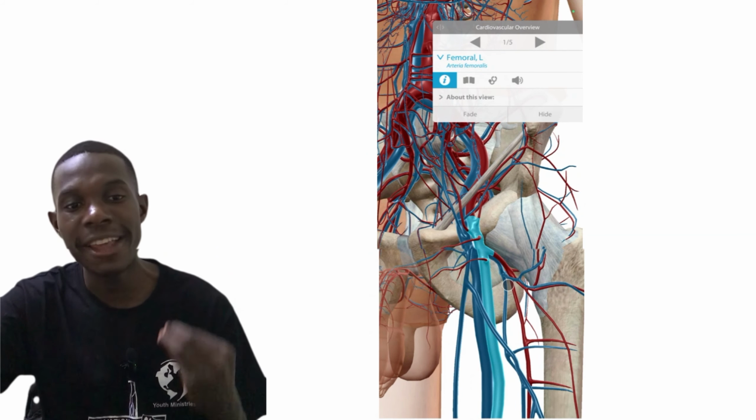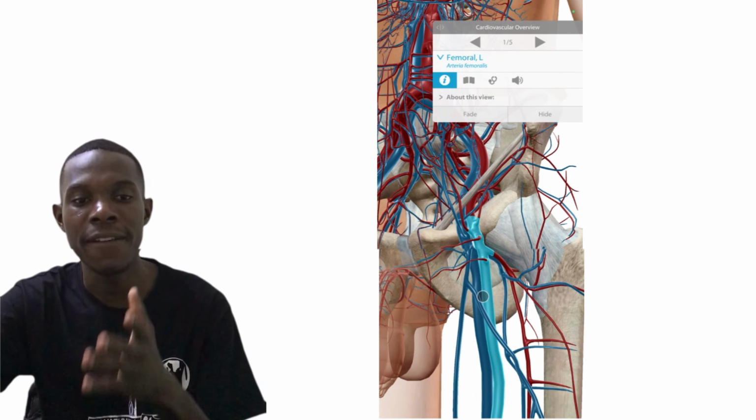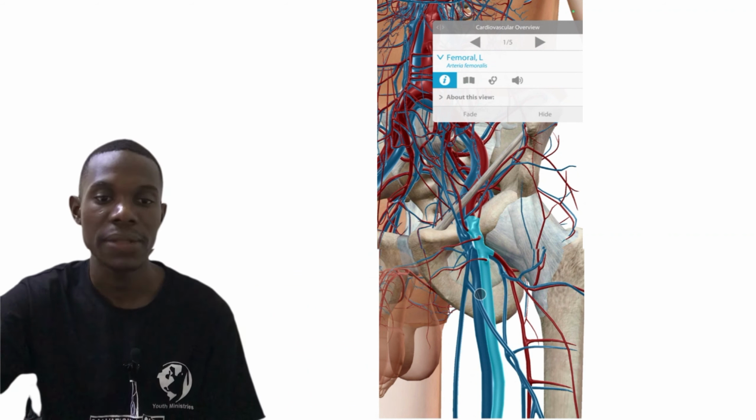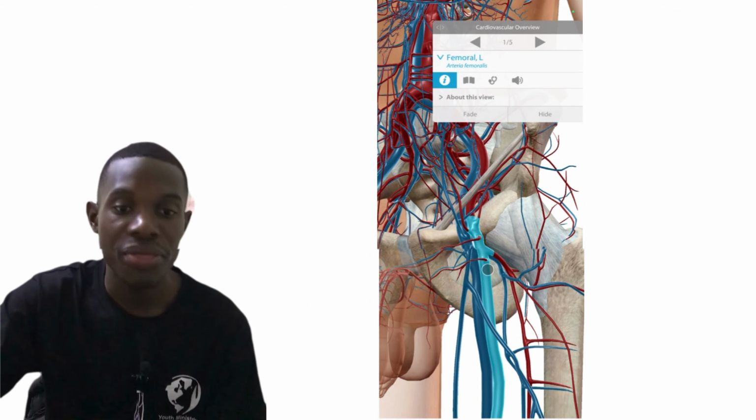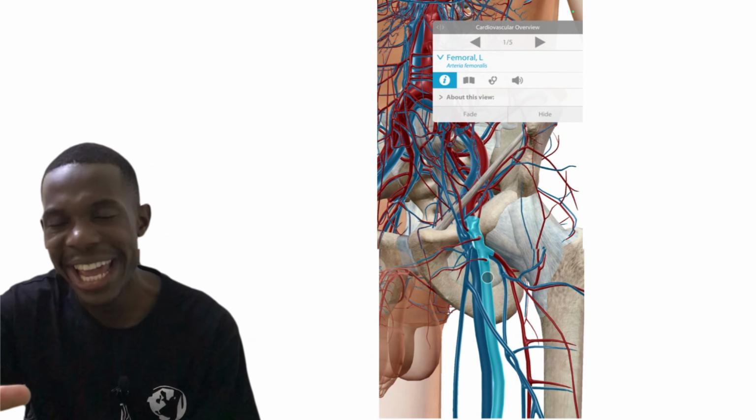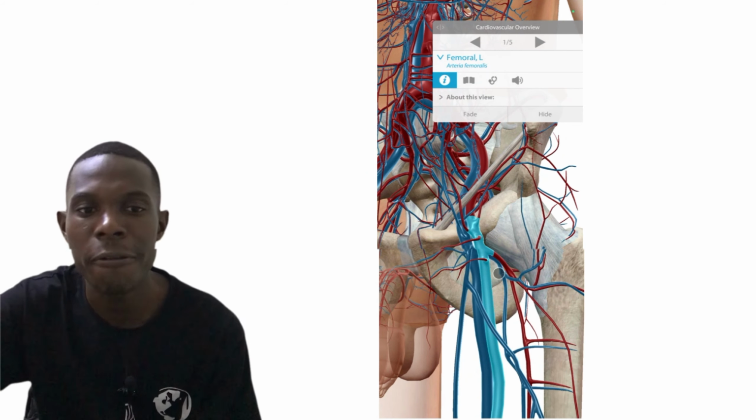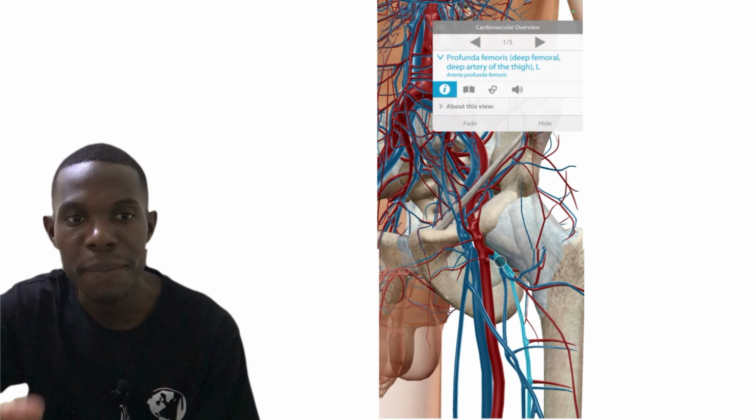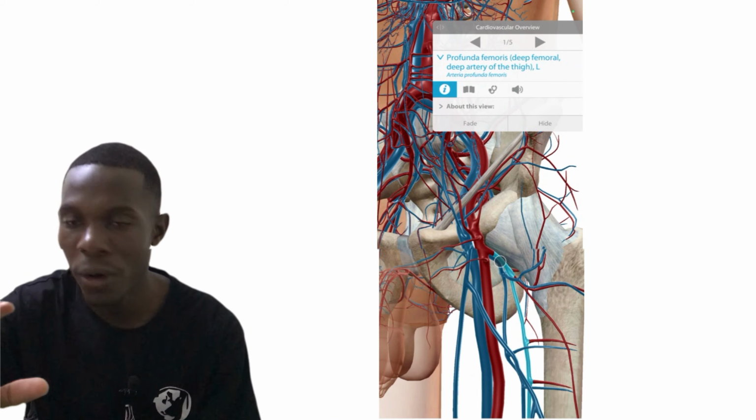But it contains the femoral vein, the femoral artery, the femoral nerve, and it also contains the deep inguinal lymph nodes. So that was the arrangement moving from lateral to medial. So this one is your femoral artery. The femoral artery within the femoral triangle is going to give the main branch that is called the profunda femoris, or the deep femoral artery of the thigh.